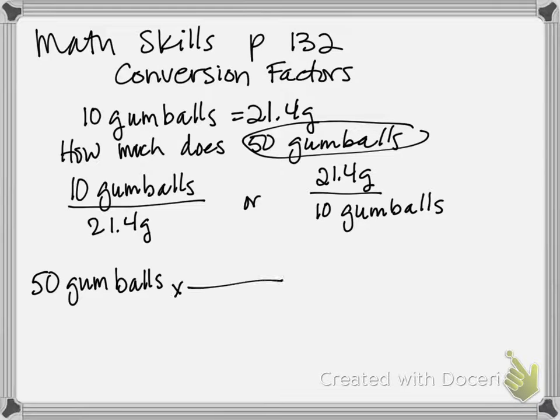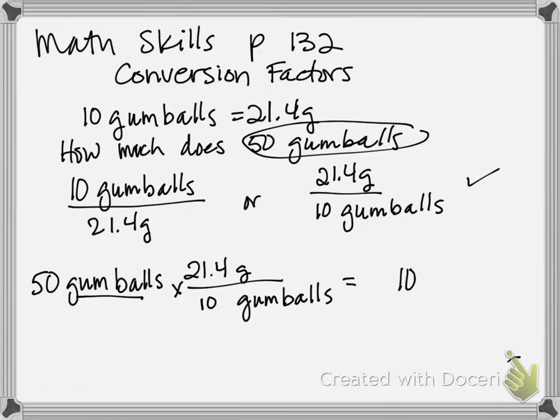So I'm going to put up my times and my fraction bar here. I look at the unit I have here. That's the unit I want down here so that I can cancel them. So I look at my two unit conversion factors and I say, this is the one I want to use: 10 gumballs, 21.4 grams. You multiply the 50 times the 21.4, divide by 10, and you get 107. Cancel out the gumballs, and we're left with grams. So that's how you do the unit conversions there.